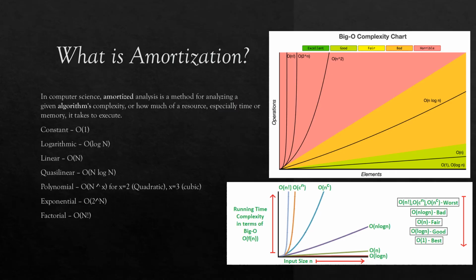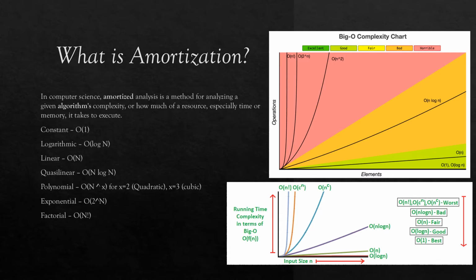The first one is amortization. Amortization is a method for analyzing an algorithm's complexity by measuring the amount of time taken as well as the amount of space or memory the algorithm uses while it is in execution. The first one is constant time, which is known as O of 1, where O is a term used for measuring the time complexity, which is also called big O notation.